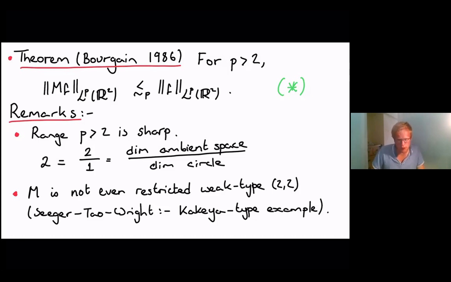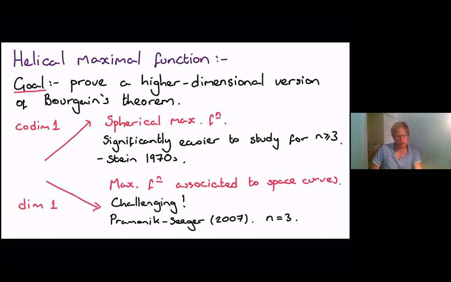Okie dokies. So this is a very brief tour of some of the classical topics. Now I'm going to move on to our main result and the objects that we were interested in studying. The basic question we wanted to tackle was to establish some kind of higher dimensional version of Bourgain's circular maximal function theorem. And here there are two directions in which one can travel.